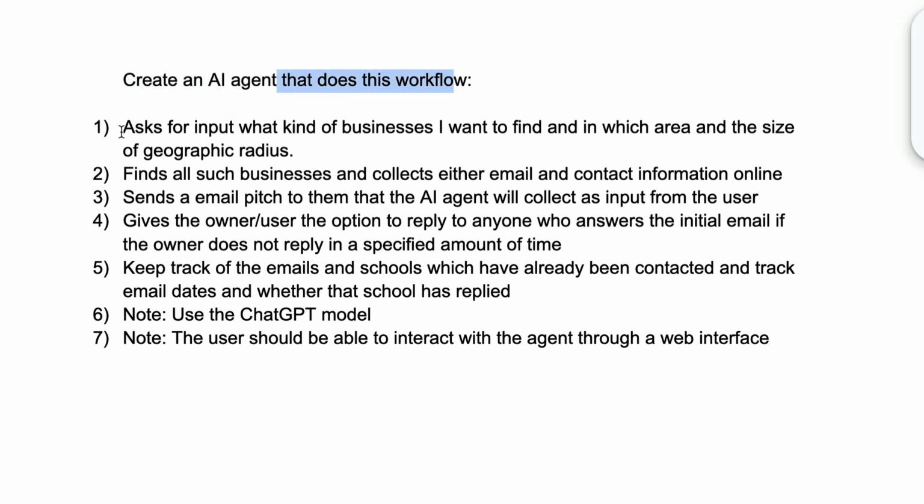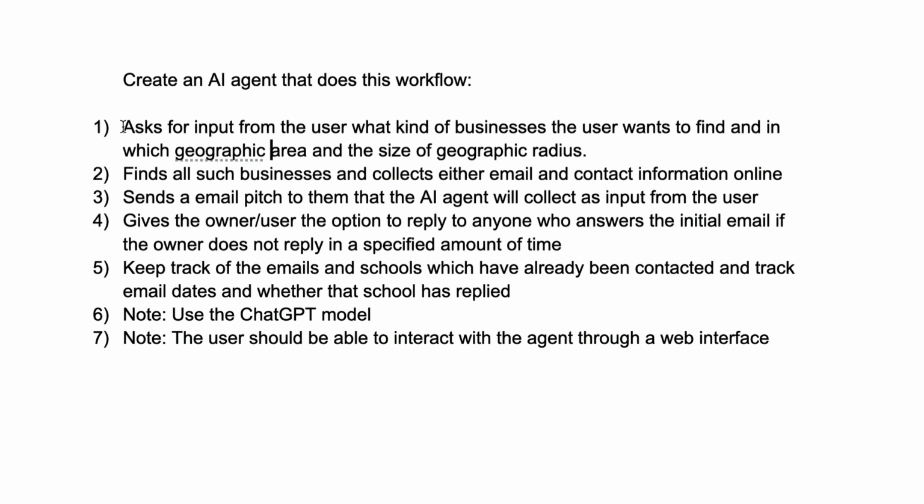And I outlined it. So let's read the first part of it. The AI agent asks for input from the user: what kind of businesses the user wants to find, in which geographic area, and the size of the radius, like 1 mile from the specified area, 10 miles, 100 miles. The second part is that it finds all such businesses and collects email and contact information online about those businesses.